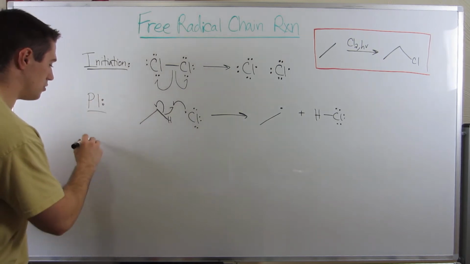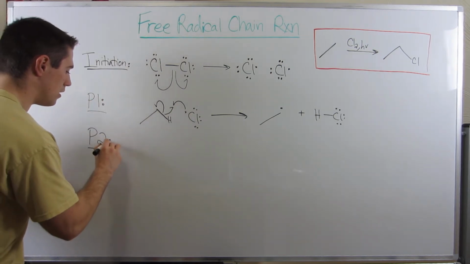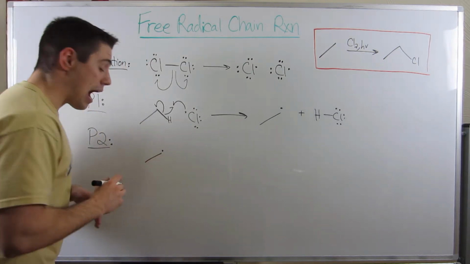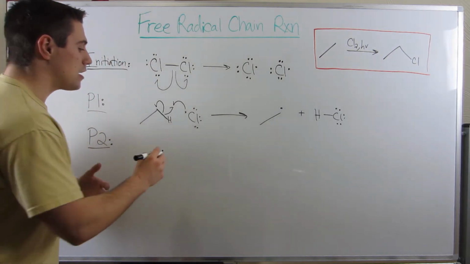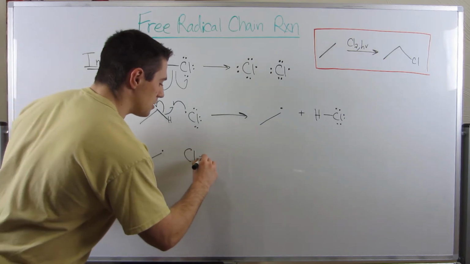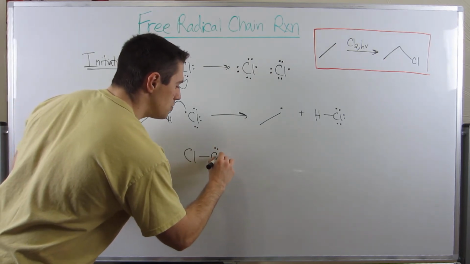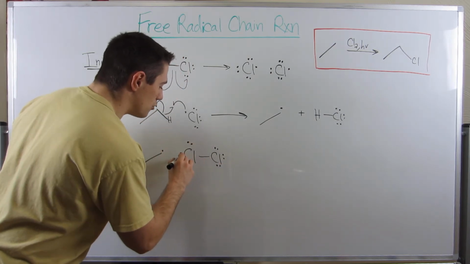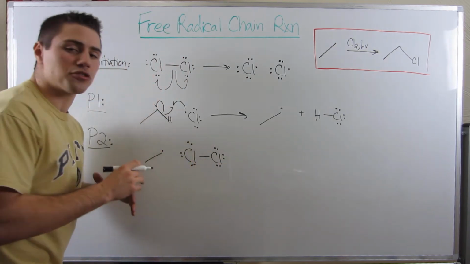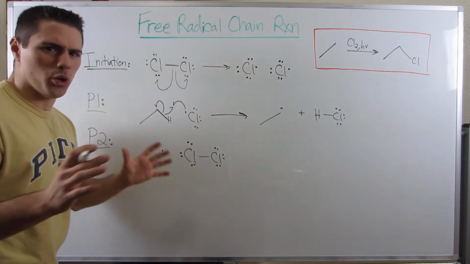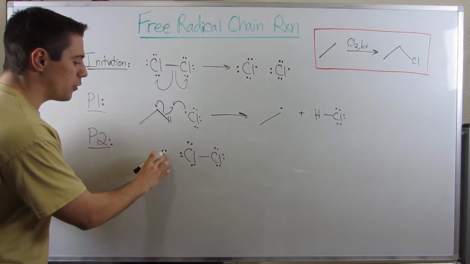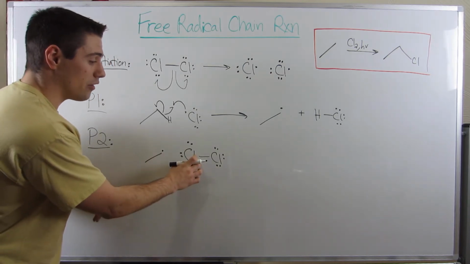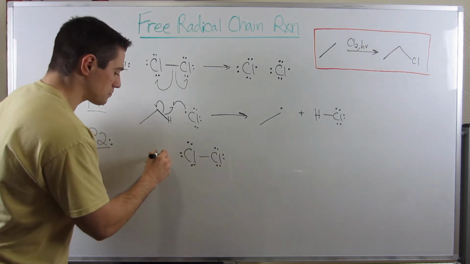Then we're going to move on to propagation two. And here's how this goes. We have our radical alkyl piece. We're then going to take another Cl2 molecule, because when we're doing this reaction, guys, we're in a large vessel, room, tank of Cl2 gas. There's Cl2 everywhere, all right? So it's all over the place. He's actually going to run into a Cl2 molecule, and he is going to pick this guy off, producing a radical over here.